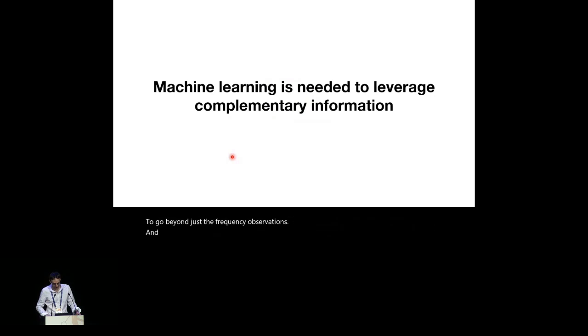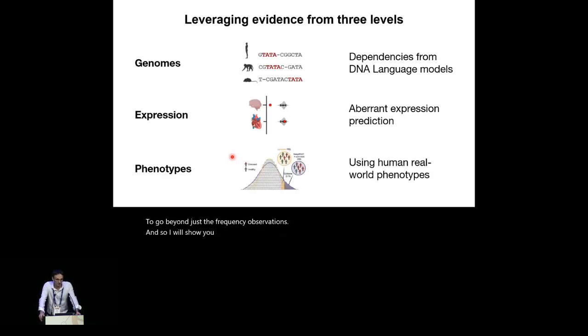And so I will show you today three types of data that we can use to prioritize variants that can be pathogenic. These three aspects of research we perform in our lab cover, on the one hand, how we can leverage genomes of multiple species. I'll tell you about dependency analysis from DNA language models. On the other hand, we'll look into expression, in particular aberrant expression. And then finally, how we can use biobanks and connect rare variants together with phenotypes.